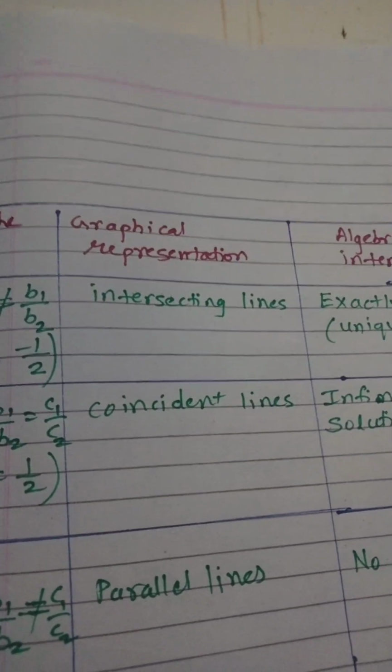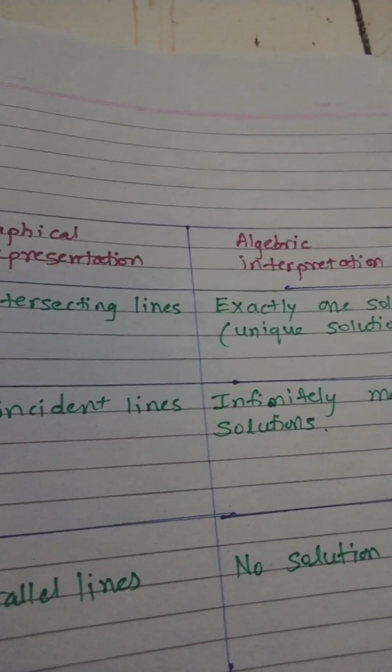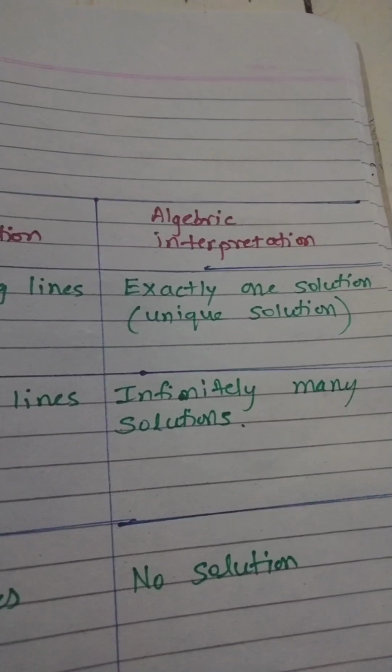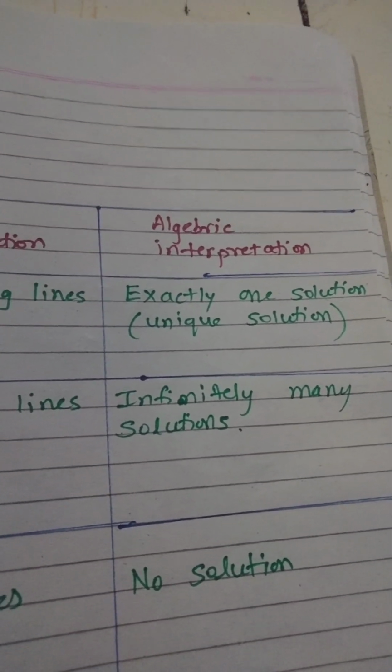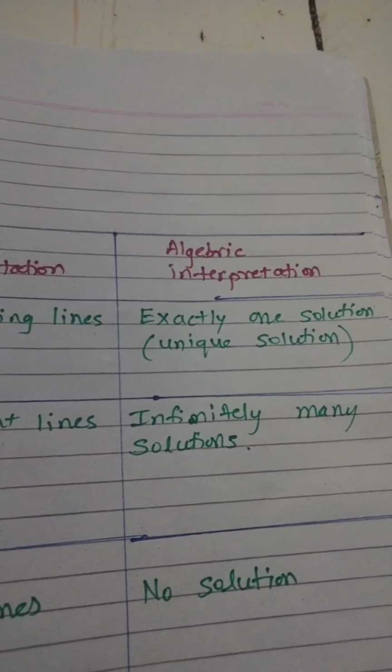So the graphical representation will be intersecting lines and its algebraic interpretation will be that there will be one solution only, that is, exactly one solution which is unique.